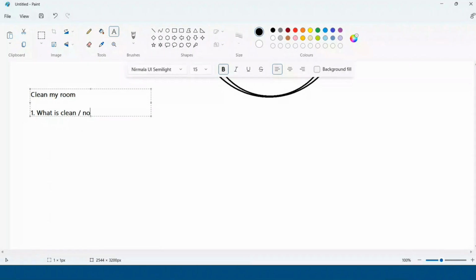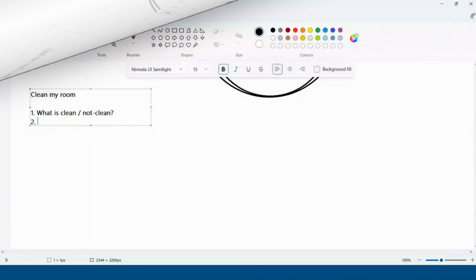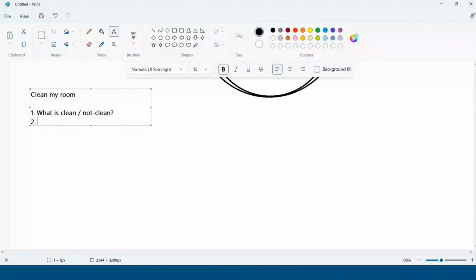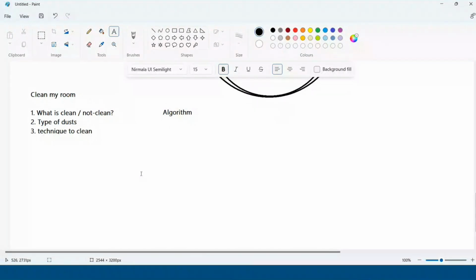Then the second thing I need to understand is what types of dust I may find. Whatever dust particles are there, or whatever needs to be cleaned, I need to have a sound understanding of that. And then I need to have a technique to clean. I actually require these things as a human being also, right? And if I work on this, it will probably become a simple algorithm, a step-by-step solution which I can follow and I'll be able to clean my room. So I will put this under data mining.